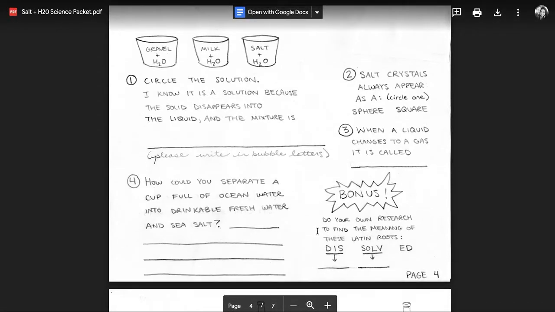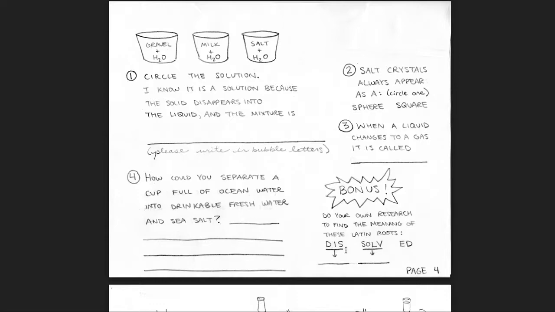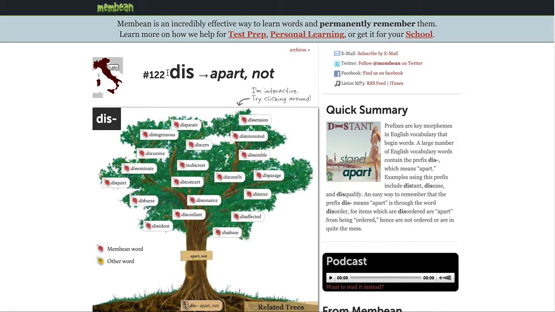And then our bonus, we're going to find the meaning of dissolved, and more specifically the Latin roots for it, dis and solve. So let's look at dis. Dis means apart or not. They have this huge word tree up here for all different kinds of things that use this. Let's say displeased means you are not pleased, right? Disparate, you probably don't know that word, but it means apart.